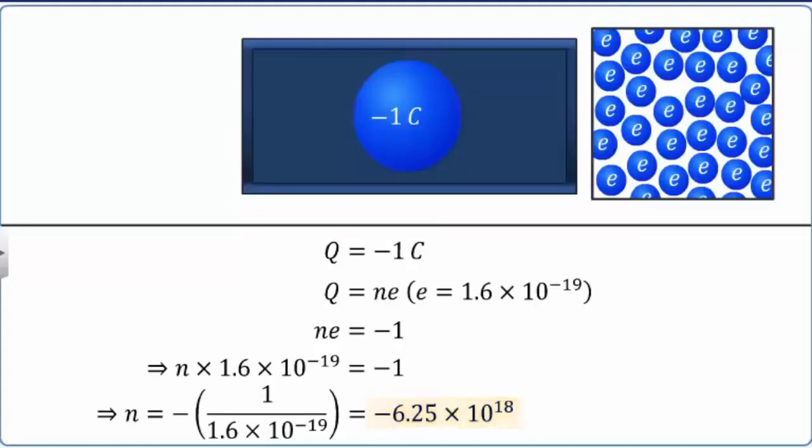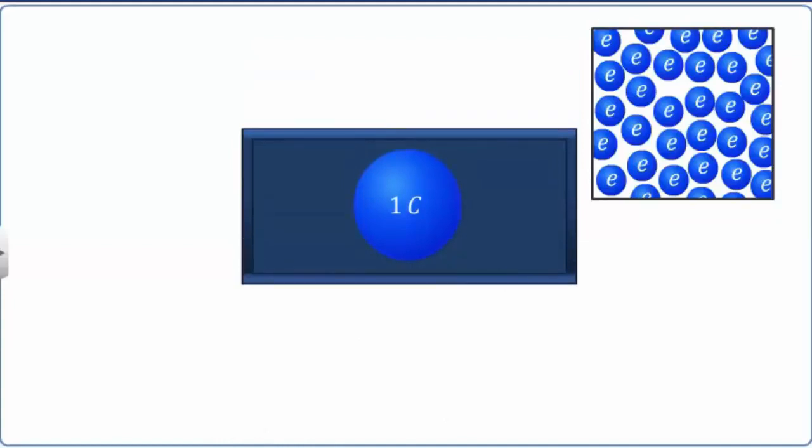Here, n is a negative integer, indicating that the body has gained a negative charge. So, we see that 1 coulomb of negative charge contains 6.25 × 10^18 electrons, which is a very large number of electrons. In the practical examples we have seen for charging a body, we deal with bodies possessing a charge of about a few microcoulomb.